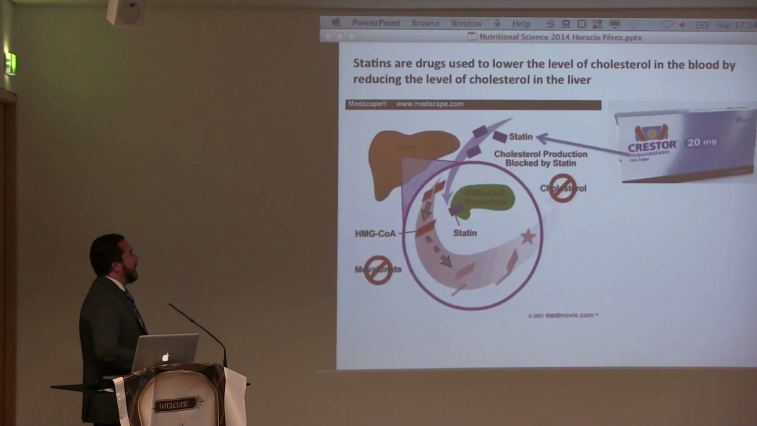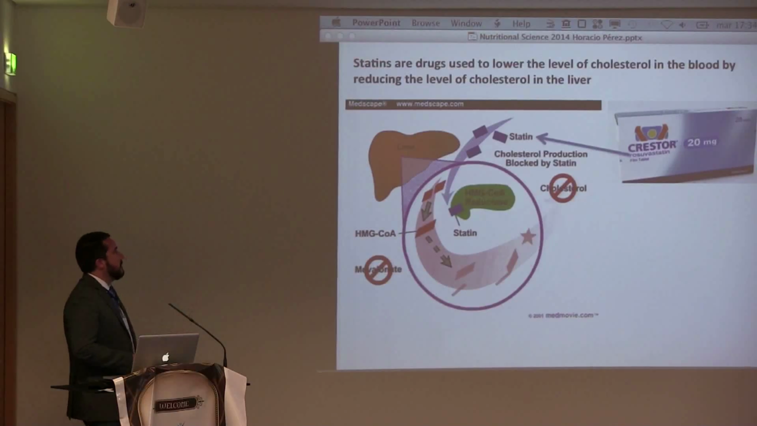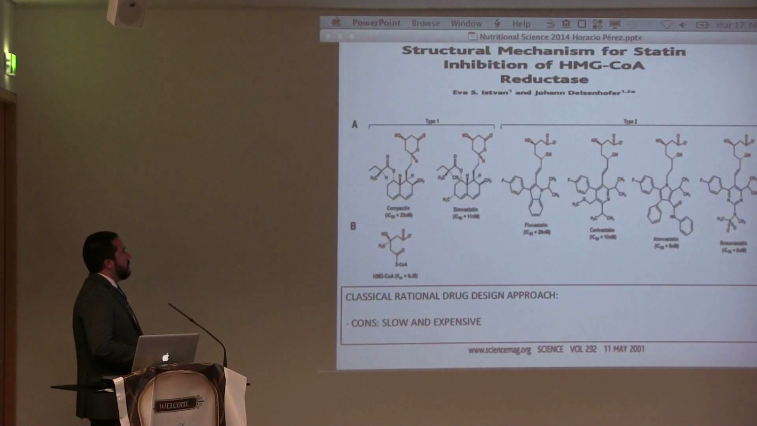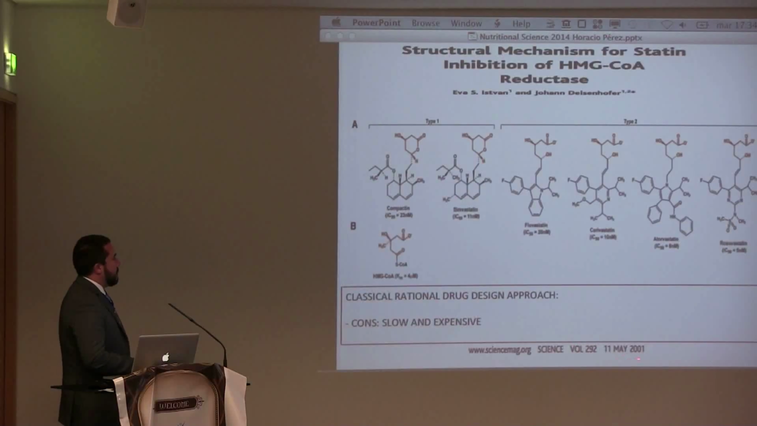But statins are compounds that have higher affinity than HMGCoA to the enzyme. So once they bind to the enzyme, they block this kind of interaction. Mevalonate is not produced and no cholesterol. Cholesterol is reduced. This is a paper from 2001 in Science. This is a very interesting study, and a very classical study of how to develop statins for lowering cholesterol.